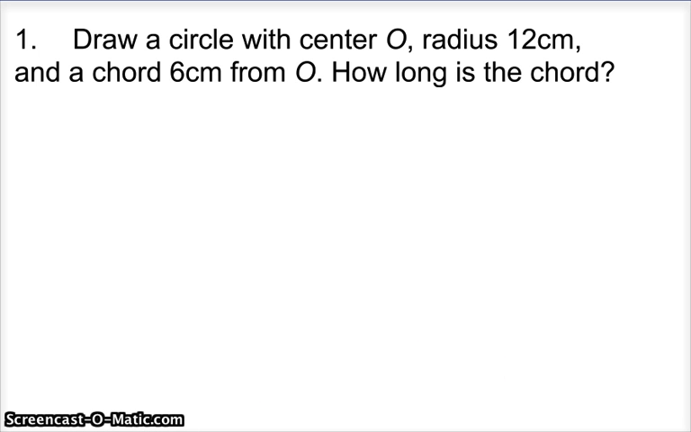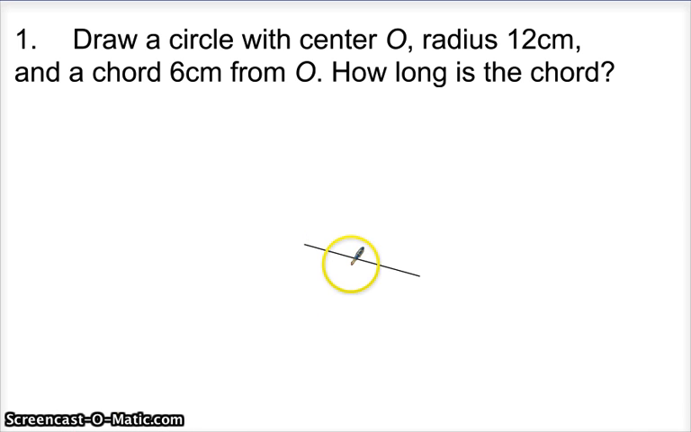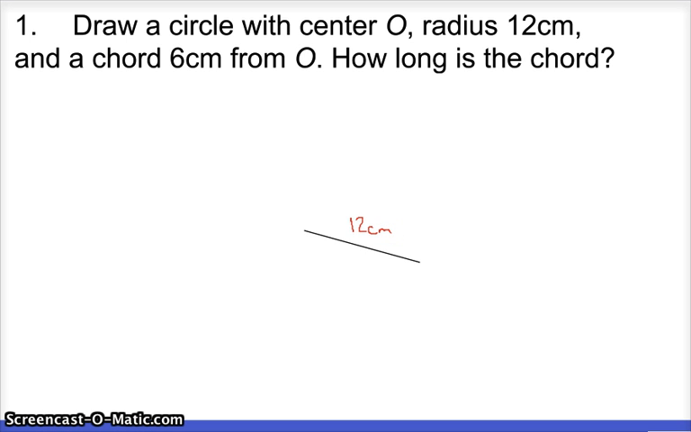Draw a circle with center O, radius 12, and a chord 6 centimeters from O. Okay, so I need to draw a circle radius 12. Well, I guess I should probably get a ruler out for that, but that's a little hard on this. I would draw a radius of 12. I would take my compass and draw a circle around that. Can I do that quickly on this thing? I don't think I can. I think I'm going to have to fake it.